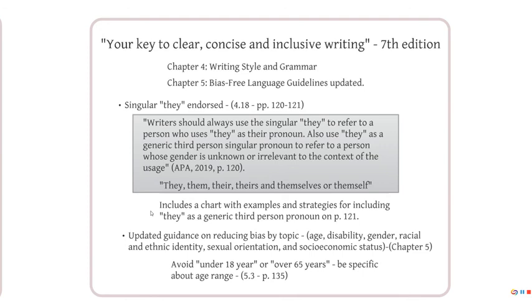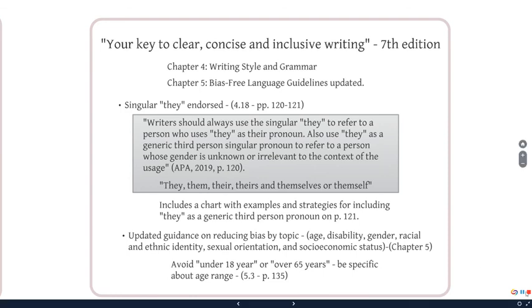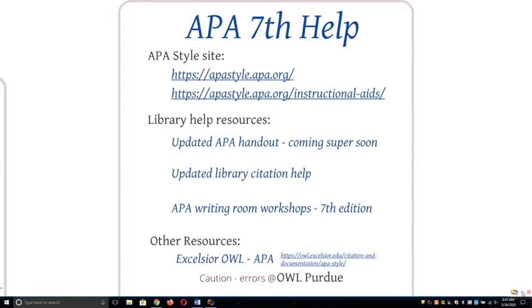So, how to get help with APA 7th edition. The APA Style site is actually very, very good. They have excellent examples. They have sample papers. I'll show you that in a second. The library help resources, we are updating our APA handout, and that should be out super soon. If you've watched this far into the future, there will already be an APA 7th handout available. We have also updated our library citation help pages, and then moving forward, all my APA writing workshops will be focused on the 7th edition.